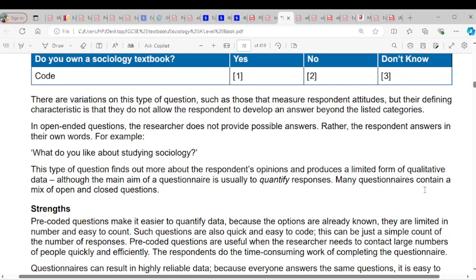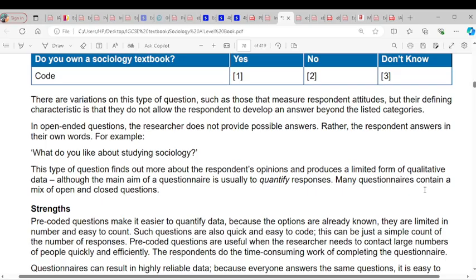Then we have the open-ended question. The researcher does not provide possible answers; rather, the respondent answers in their own words. It is open-ended because the researcher allows you to give answers based on your opinion or your understanding. For example, what do you like about studying sociology? It's an open-ended question. You have your opinion, I have my opinion. I think it's clear.